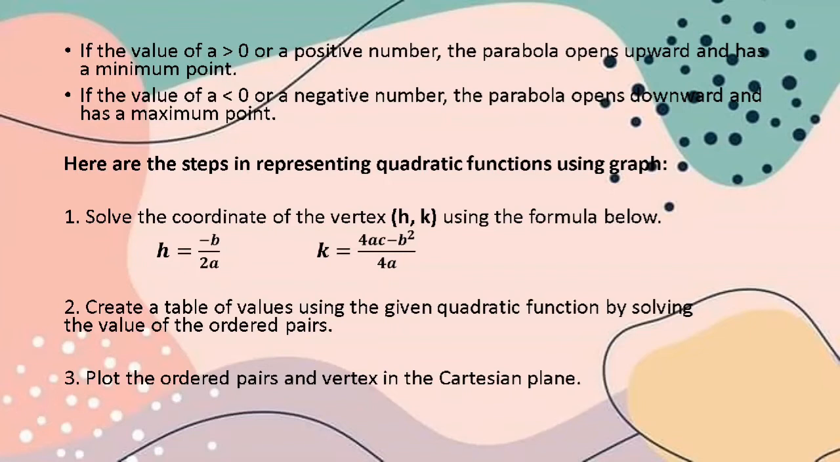So paano natin malalaman yung h and k? Using the formula below, we can identify the vertex. So this is h is equal to negative b over 2a. And then yung k natin is 4ac minus b squared over 4a. So if you notice the formula that we have, it consists of real numbers. Therefore, we need to identify talaga the real numbers a, b, and c in our quadratic function given.